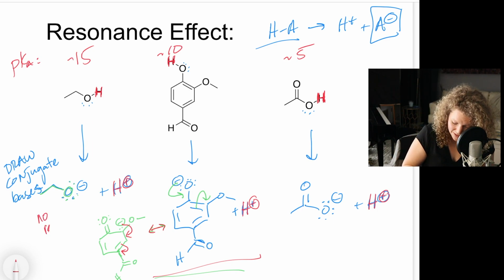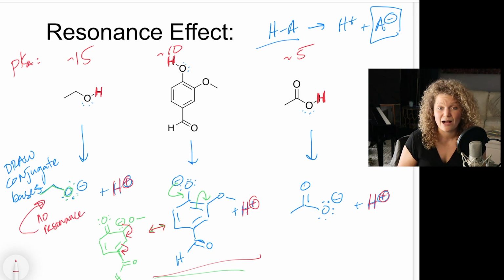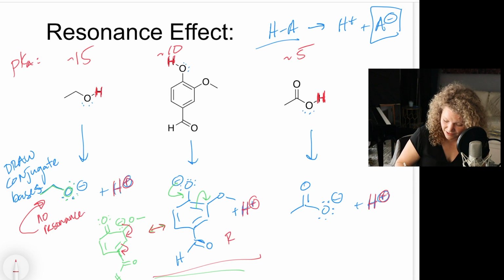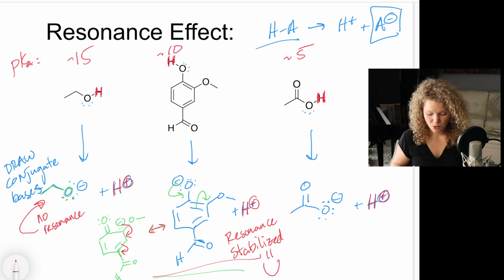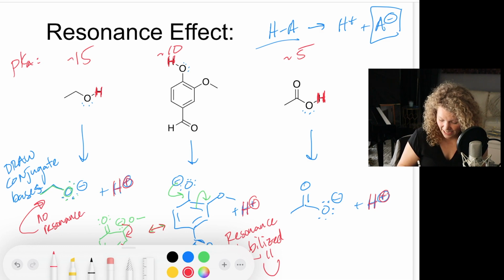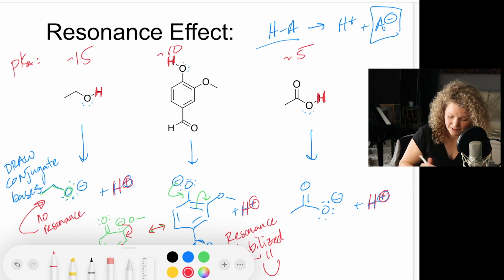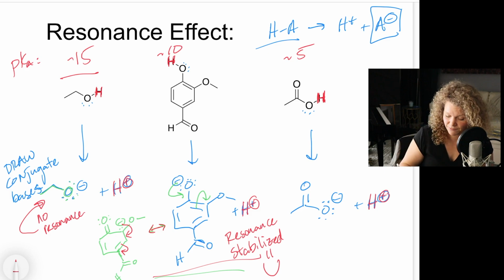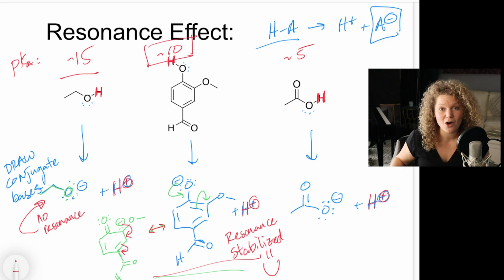There is no resonance for this example, for this alkoxide. However, this phenoxide is resonance stabilized. Resonance stabilization means that the formation of this conjugate base is favored. Let's see if that is the case when we compare the pKa's. The pKa of an alcohol is around 15, and the pKa of a phenol is around 10.